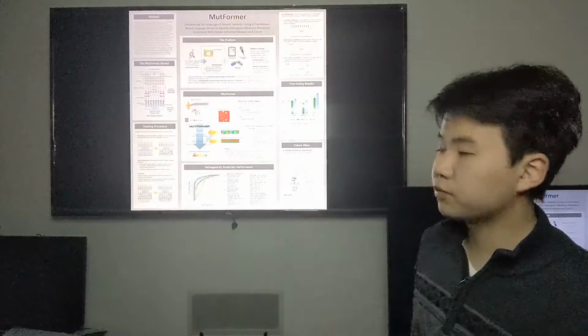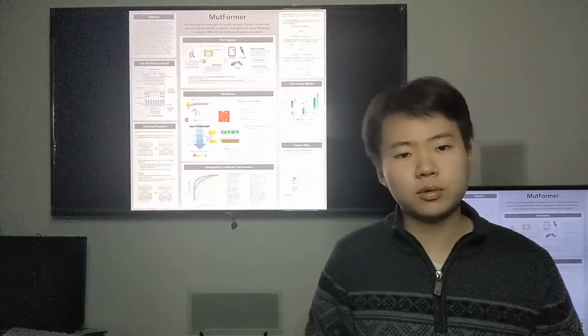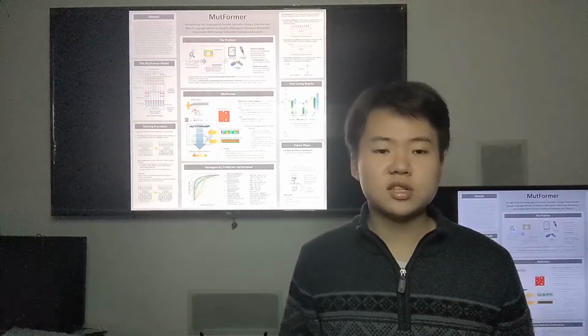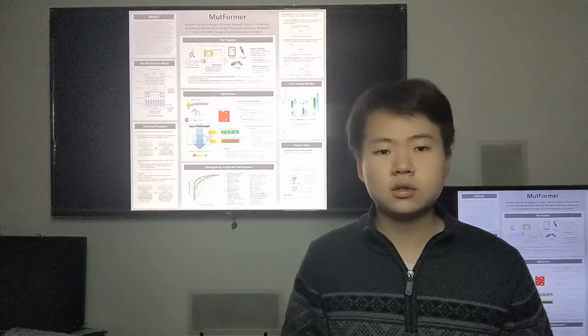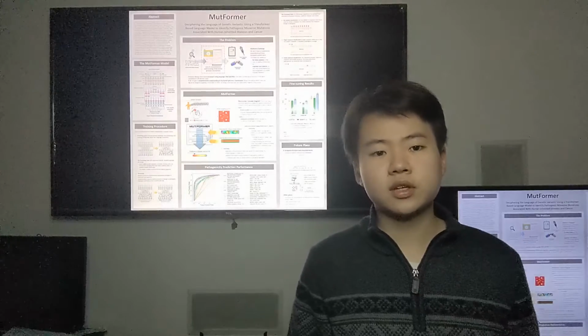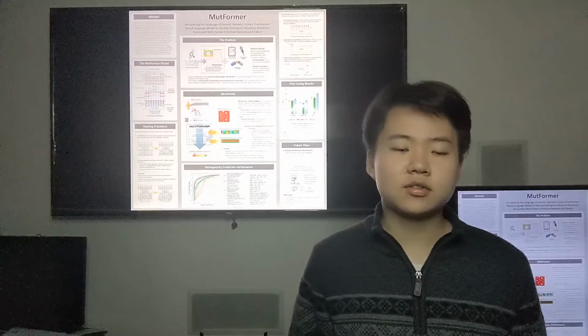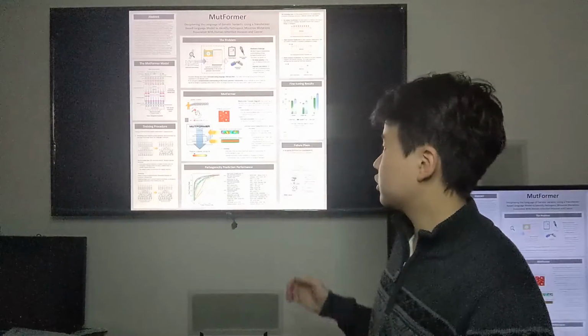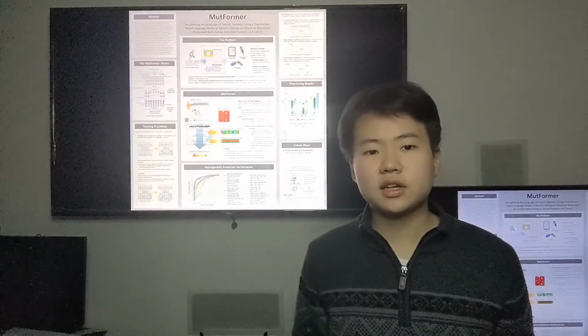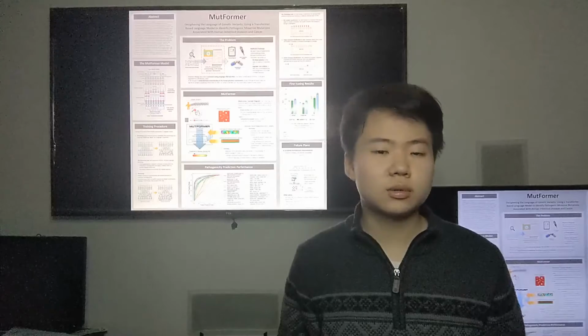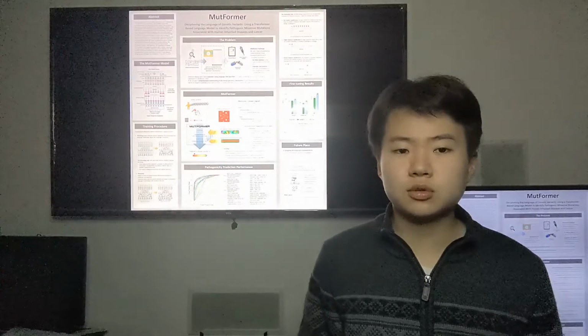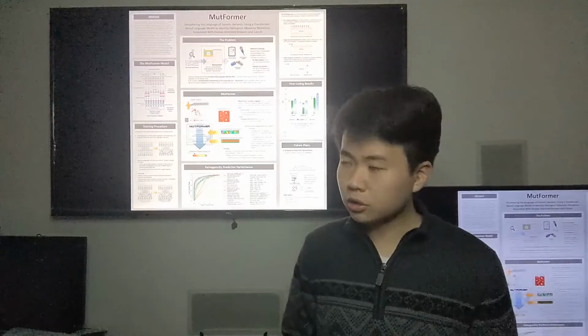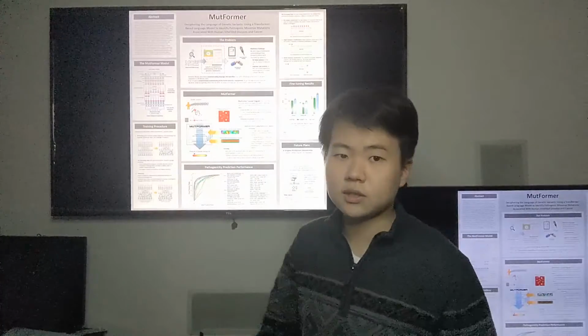The current stage of this project, MuteFormer, is focused on one specific facet of genomic function, which is proteins, and more specifically, protein mutations and their effect on disease. The input of MuteFormer is a protein mutation, and the output is its pathogenicity prediction, so the probability that this mutation will cause some sort of disease. Going a little bit into exactly how MuteFormer works.